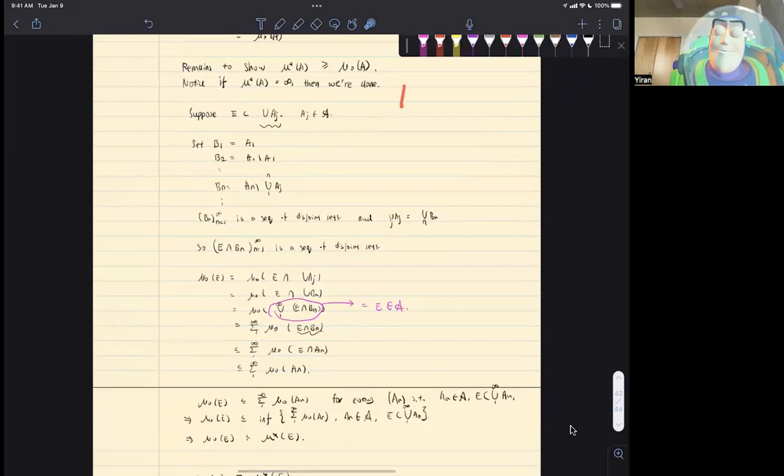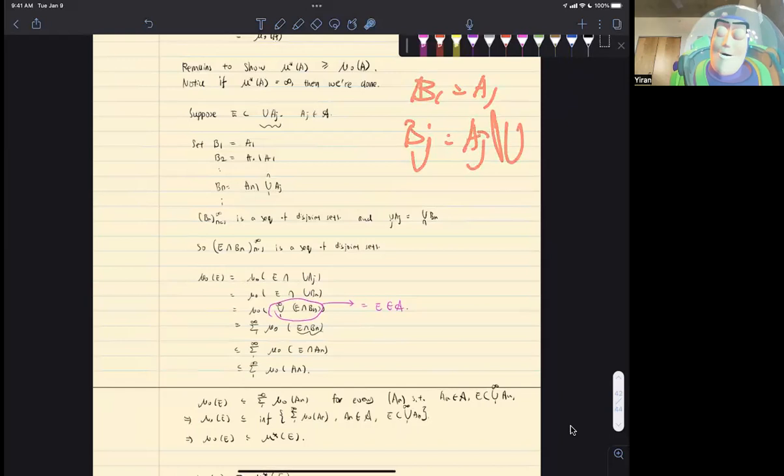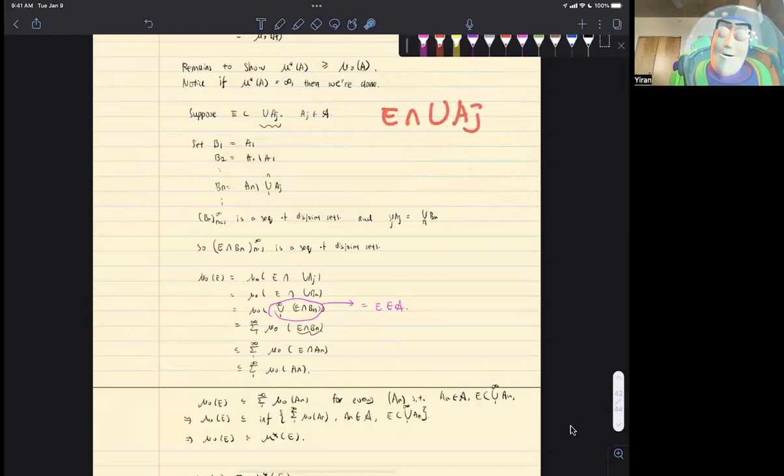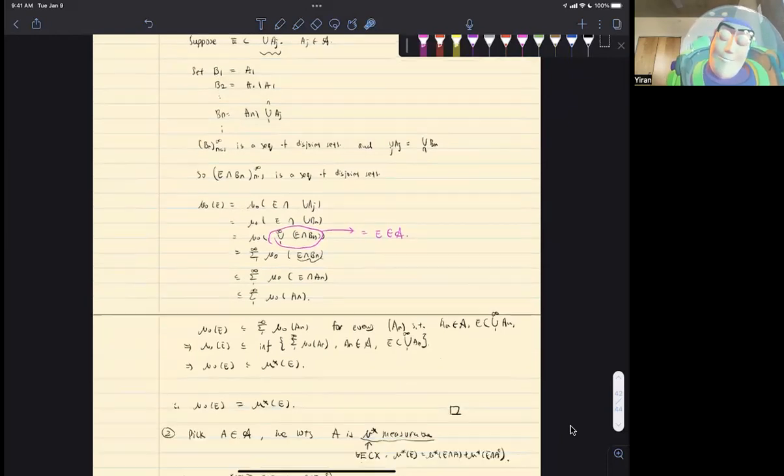So we do B1 is equal to A1, and BJ is equal to AJ set minus the union for I equal to 1 to J minus 1 of AI. So that's one way to disjointify, right? And then E intersect the union of AJ, and because the union of AJ is equal to the union of BJ's, they're the same sets. And therefore, let's take a closer look.